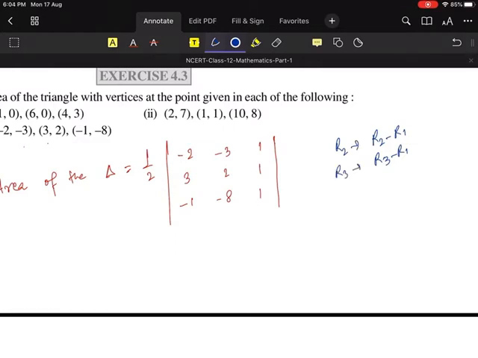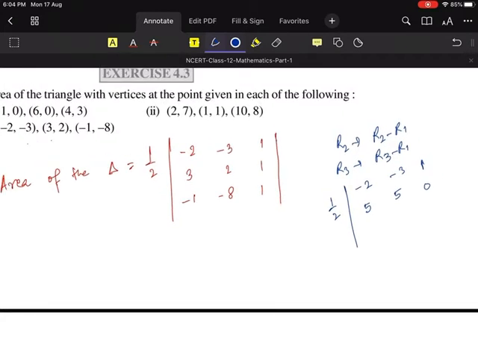So let's do this operation, R2 minus R1 and R3 minus R1. So we can get zeros, right? That's the main idea of this operation. So what do I get? Minus 2, minus 3, and 1. So R1 will remain fixed. Now R2 will become what? Look at here. 3 minus of minus 2. So 3 plus 2 is 5. 2 minus of minus 3 is 5. 1 minus 1 is 0.